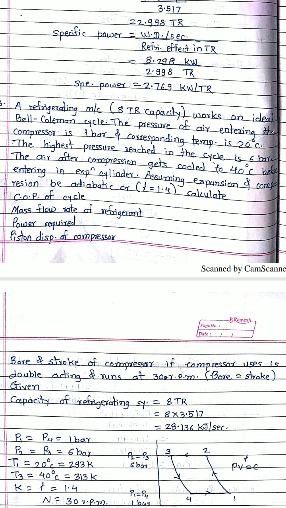Now first we will read this problem carefully. The refrigerating machine having 8 TR capacity. The machine is there and its capacity is 8 TR. Works on Bell-Coleman cycle. The pressure of air entering the compressor means P1 is equal to 1 bar and corresponding temperature is 20 degrees Celsius, means T1 is equal to 20 degrees Celsius. The highest pressure reached in the cycle means P2 is equal to 6 bar. The air after compression gets cooled, means cooling process is there before entering the expansion cylinder, means T3 is equal to 40 degrees Celsius. And here the expansion and compressions are adiabatic and you have to calculate the following parameters.